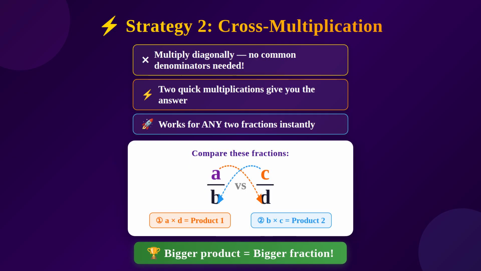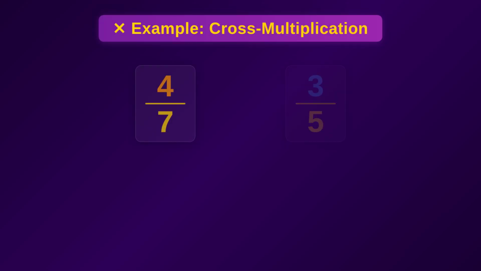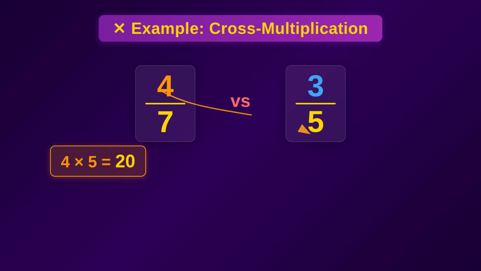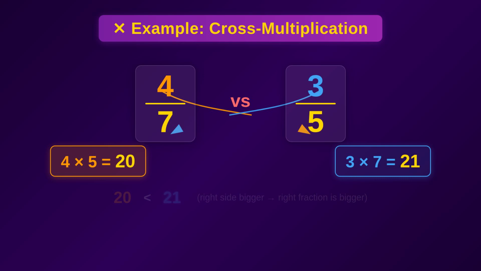Let me show you the formula. A over b versus c over d. Compare a times d to b times c. That's the whole trick. Let's use cross multiplication to compare 4/7 and 3/5. Write the 2 fractions. 4/7 versus 3/5.